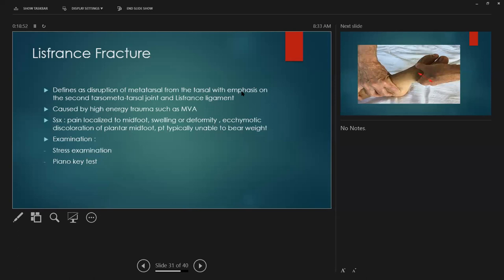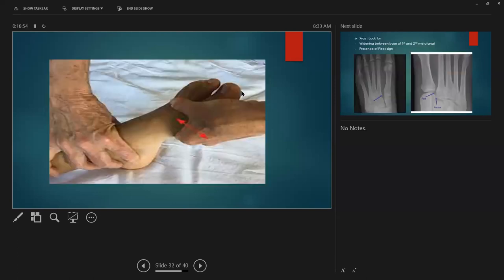Next is your piano key test. You can see from this picture, for the piano key test, you stabilize the hind joint, and then you grab the patient's metatarsal and you perform a dorsiflexion.